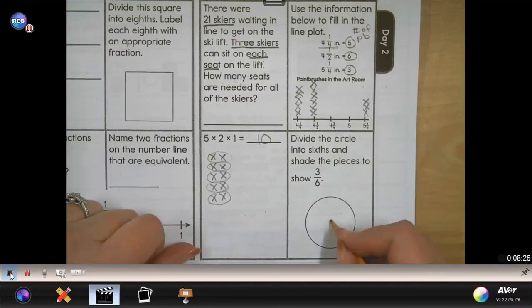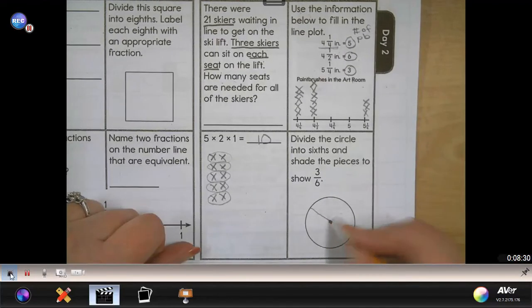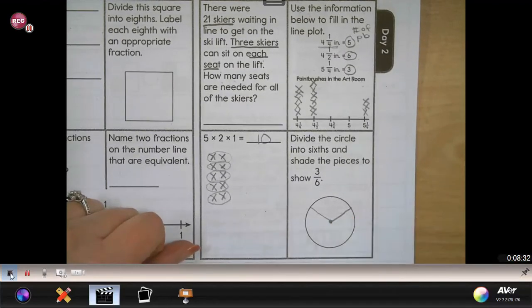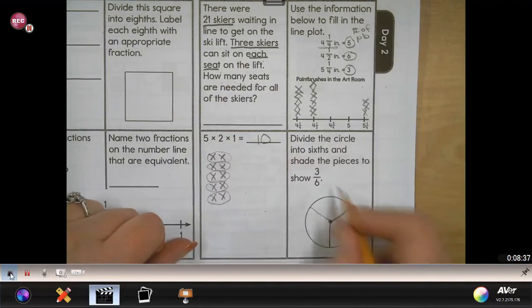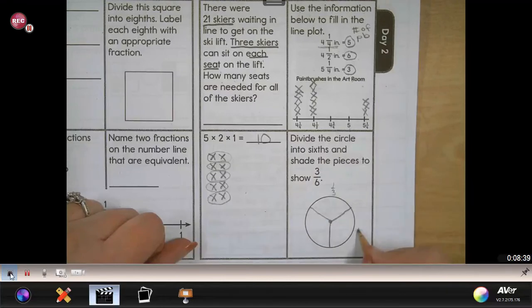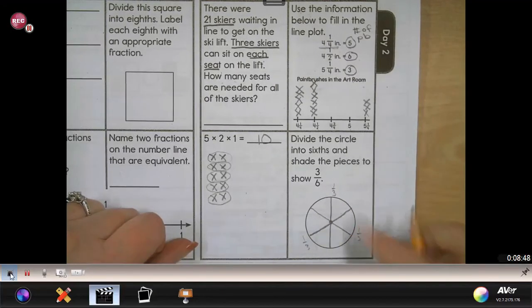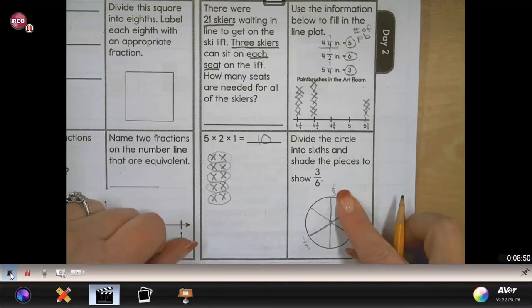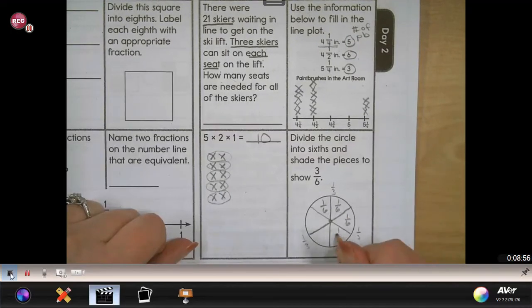Our last one says to divide the circle into 6 equal pieces and shade 3/6. Remember, I like to use thirds to help me create 6. So I'm going to draw like a Y, and each one of these is 1/3. I'm just going to real lightly say 1/3, 1/3, 1/3. Then between every third is going to double the pieces. So we're multiplying these by 2. Thirds are now going to become 6. So for every third, I have 1/6.